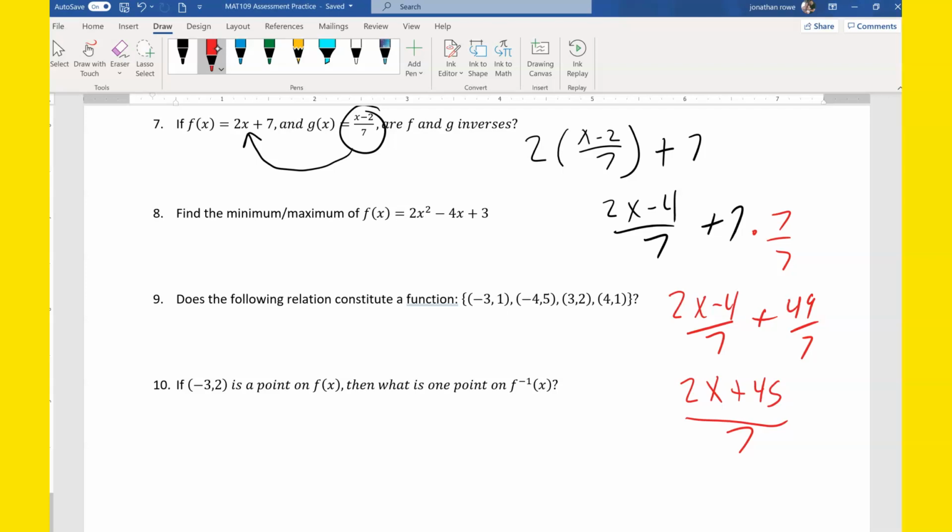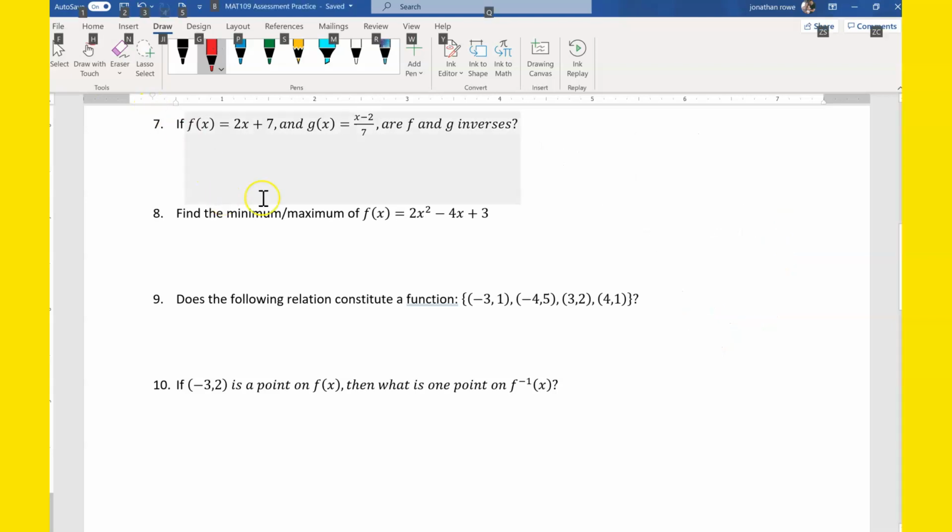It obviously does not simplify down to just x, so they are not inverses. When you plug one into the other, if they are inverses, it must simplify down to just x. And so since this doesn't do that, they are not inverses.